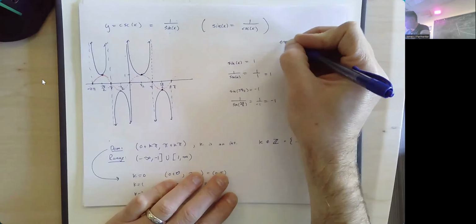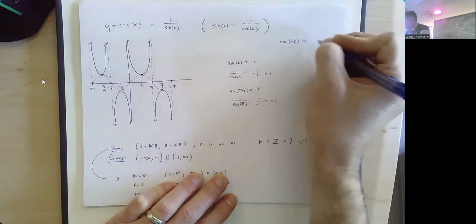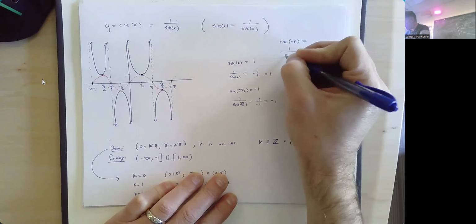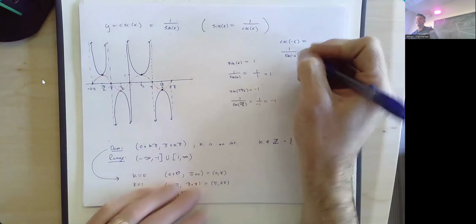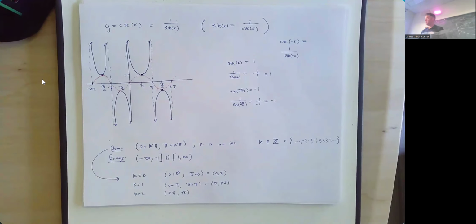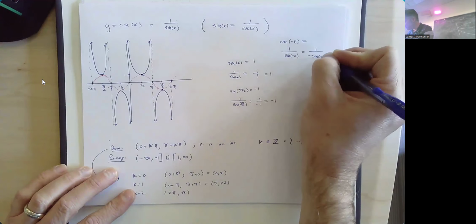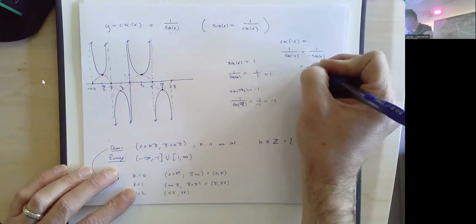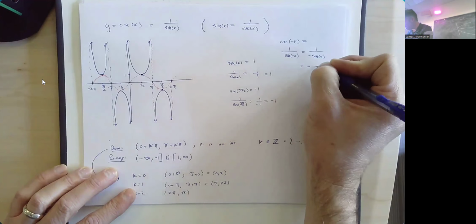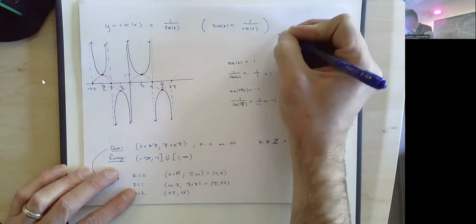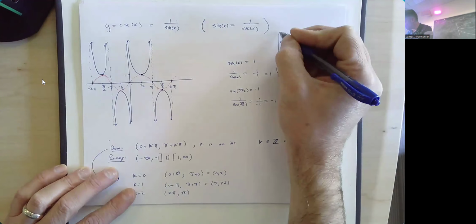If you do cosecant of negative x, that's 1 over sine of negative x. But since sine is odd, sine of negative x is negative sine of x, and that ends up equaling negative 1 over sine of x, which is negative cosecant of x. So cosecant is definitely odd.